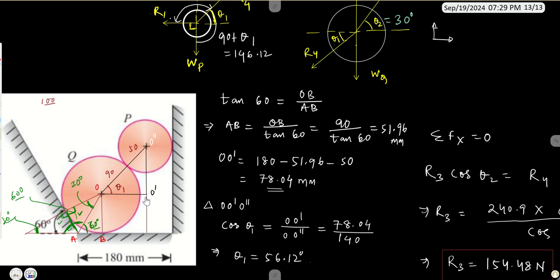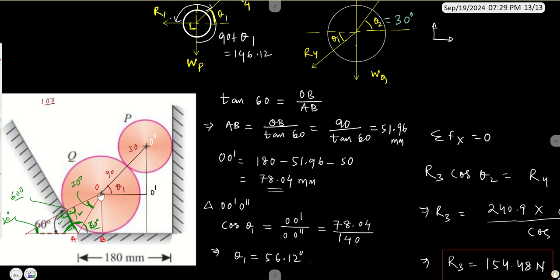And now, by any means, if I'll be able to find out this side, that is O and O prime, in that case, I can find out the value of theta 1, right? So for that, this length is given to us, this width of this particular channel, which is given to us as 180 mm, and we will be deducting this length, which is nothing but the radius of this cylinder P, and this portion which I was talking about, that is AB, right? Then obviously I can find out the value of O prime, right? So for that, I'll be requiring this length, right?